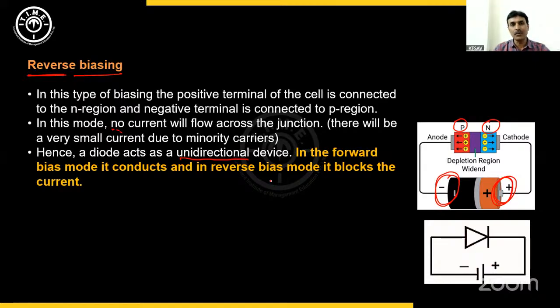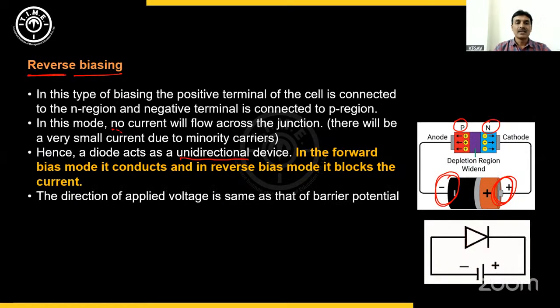Do you know whose function it is? Do you know any component in your household which allows current to pass through in one mode and does not allow current to pass through in another mode? Getting any idea? It's a switch. See, a switch conducts in on mode and does not allow current to pass through in off mode. Even a diode acts the same way. It allows current in forward bias mode and does not allow current to pass through in reverse bias mode, unidirectional behavior.